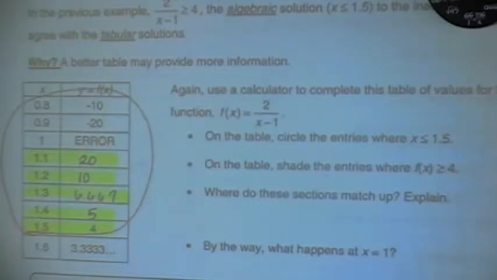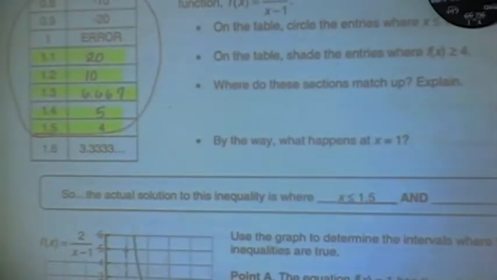I said if you start with 1, it is the asymptote, right? So everything up until 1 is greater than 4. But when we get to the asymptote, it doesn't work anymore, because it had to jump and go somewhere else. So that's what the problem is. It does say, by the way, what happens at x equals 1. The vertical asymptote is what happens.